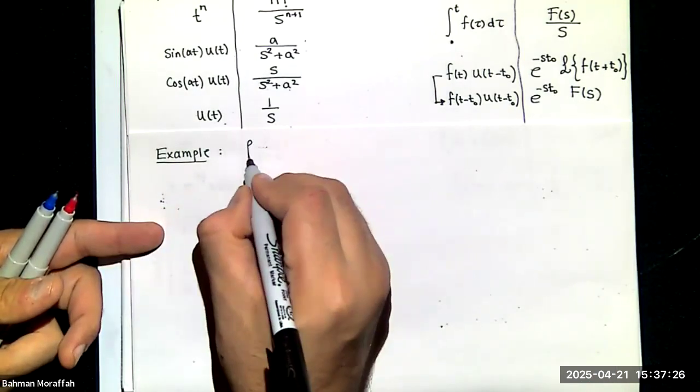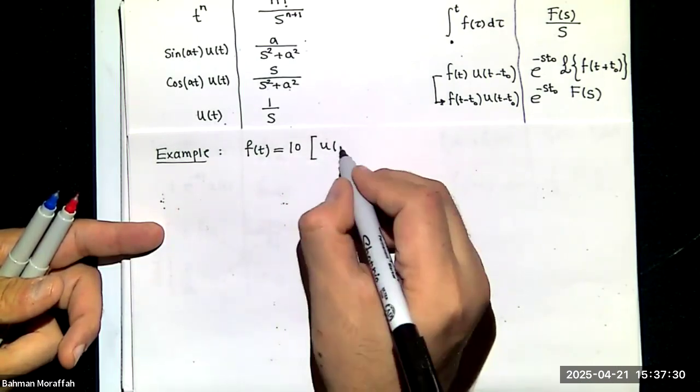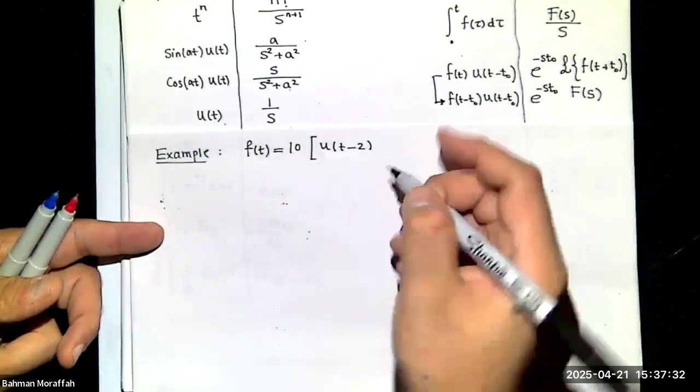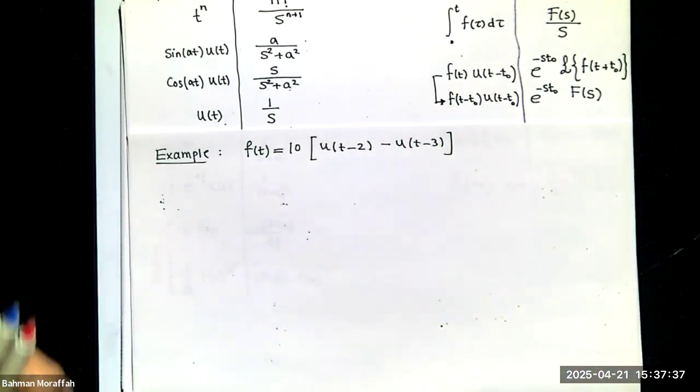This is basically the same example that we did. But this time we're going to use the table to find it. First of all, Laplace transform is a linear transformation. So if I have two functions added to each other, I can find the Laplace transform of each and then add them up.